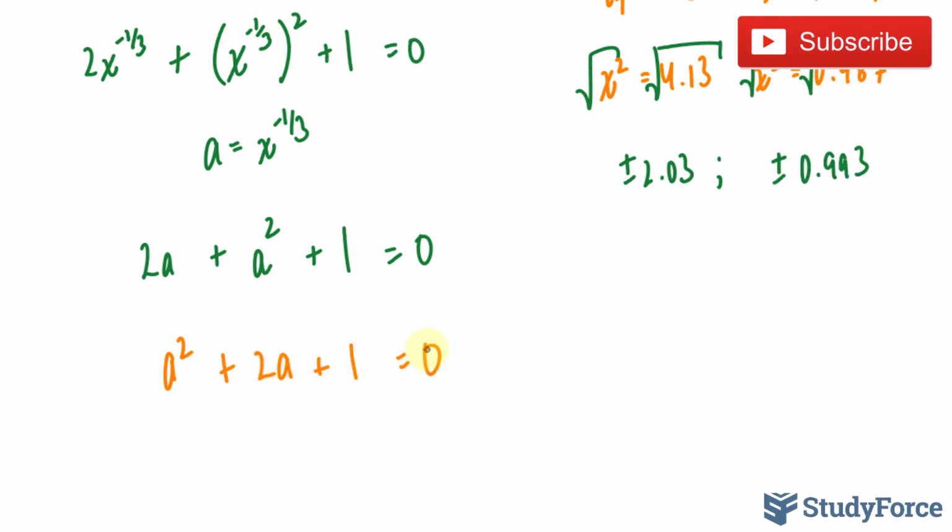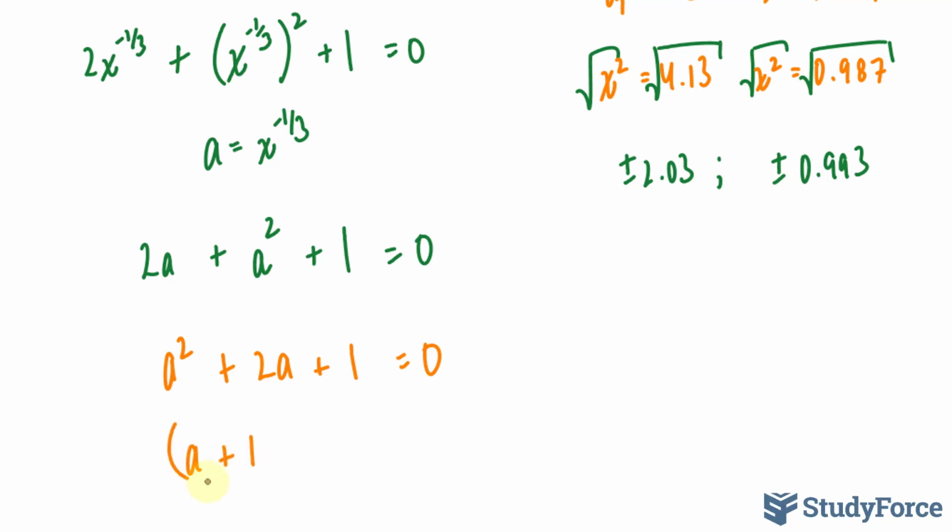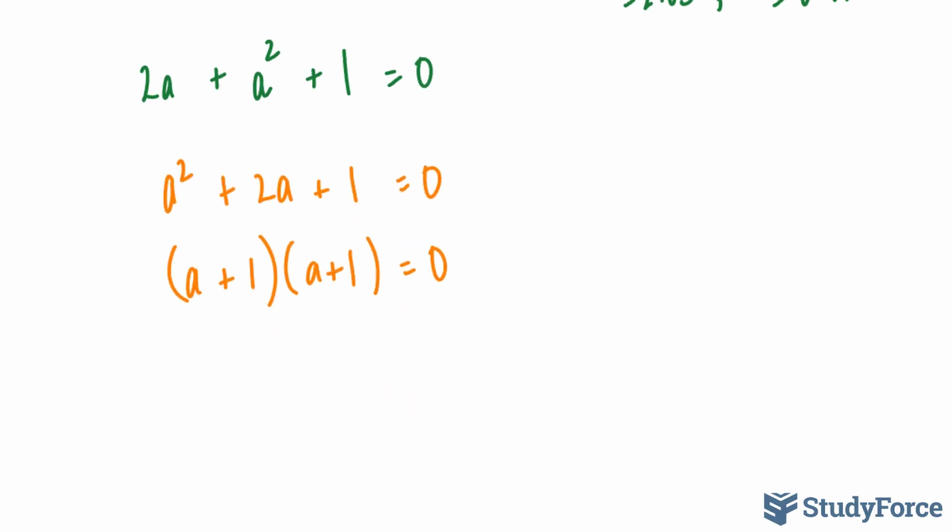Let's see if we can factor this by trial and error. What 2 numbers multiply to 1 and add to 2? I'm thinking 1 and 1. So I can write this as a plus 1 squared is equal to 0. Now recall we set a equal to x to the power of negative 1 over 3. So I have x to the power of negative 1 over 3 plus 1, and I'm going to set this equal to 0 and solve for x. We have 2 of the same, given that this is a perfect square trinomial, so we'll just do it once.